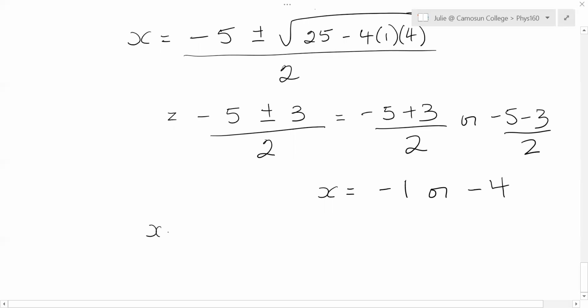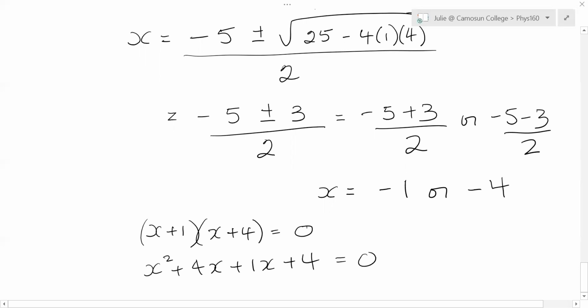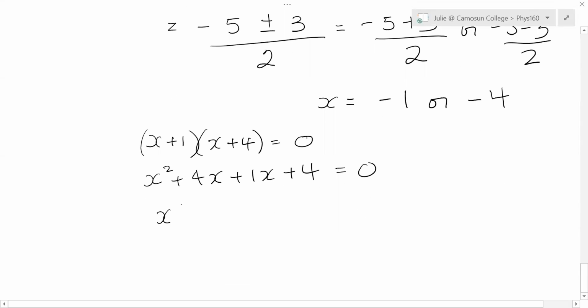Remember the factoring that you did in grade 11? x plus 1 times x plus 4 equals 0. That's the same equation. Remember FOIL: first, outer, inner, last. Well, there we are, right back to our original equation. x squared plus 5x plus 4 equals 0. So we've come full circle here.